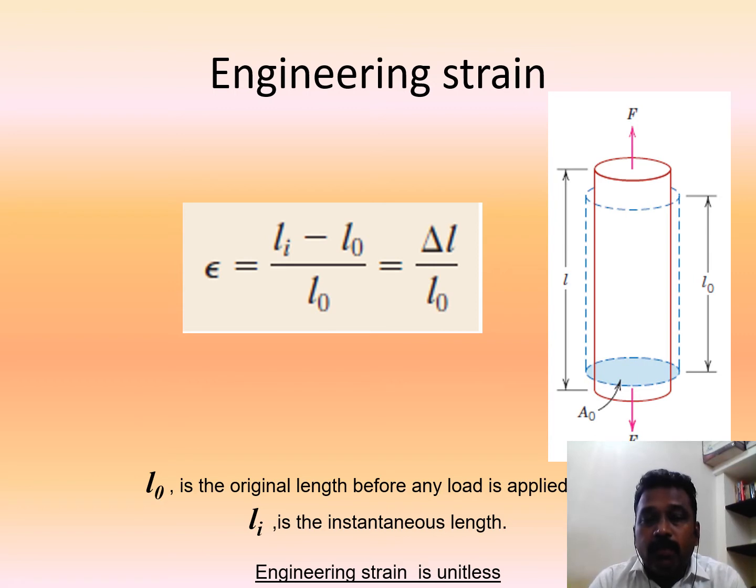So the change in dimensions along the linear axis divided by the original length is called the engineering strain. Since both parameters have the same unit, it gets cancelled, and the engineering strain is unitless. Sometimes you can use it as m by m or mm by m. So normally there is no unit for engineering strain.